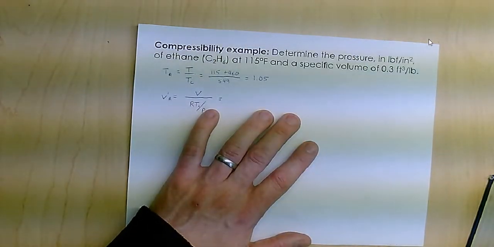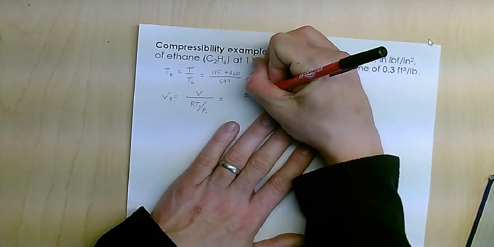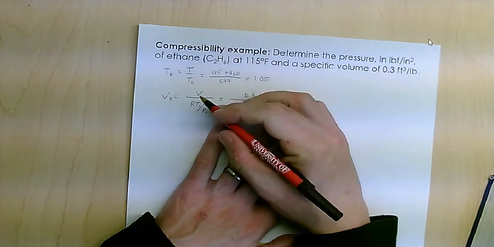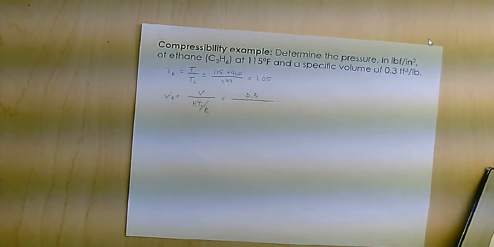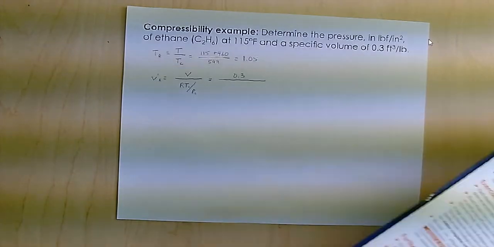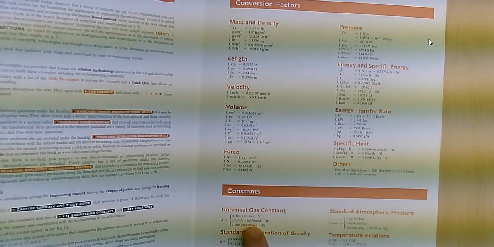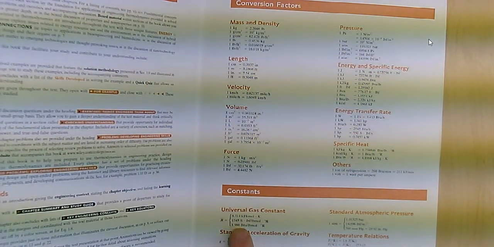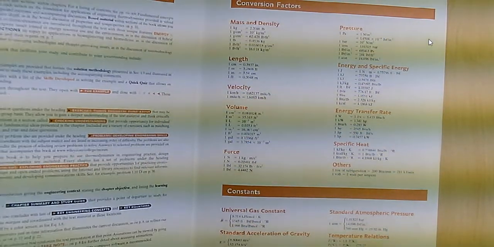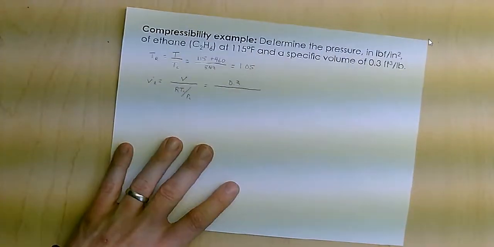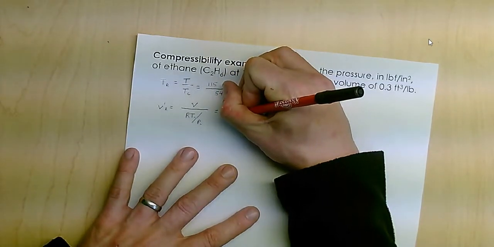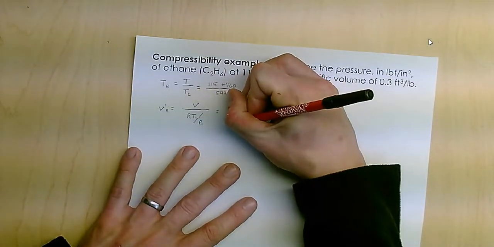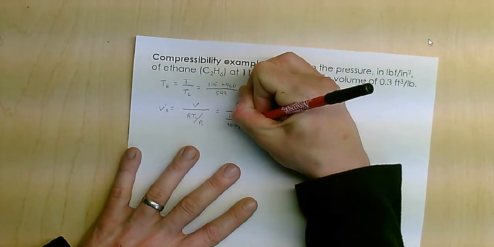Now for these values, I have 0.3, and again, that's cubic feet per pound. The R I'm going to use is actually the 1545, because I have things in pounds per square inch and cubic feet per pound. So I want the foot-pound version, the 1545 R bar. So that R is 1545, and I'm going to divide that by the molecular weight for ethane, which I just looked up, which is 30.07.